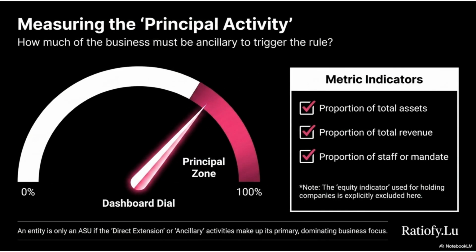How much of a business must be ancillary to trigger the rule? We measure the principal activity using indicators like assets, revenue, and staff. The entity is only an ASU if these activities dominate its business focus.